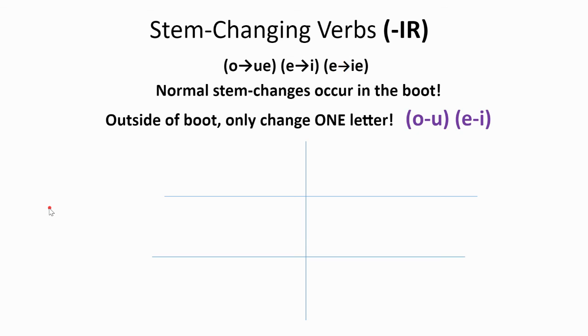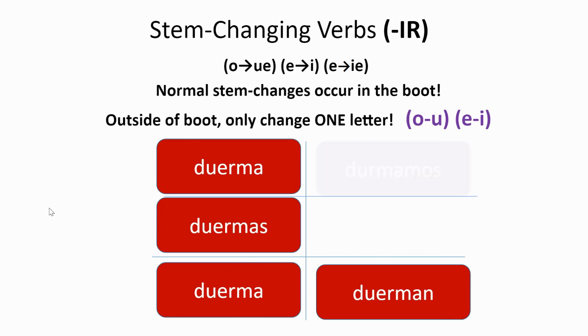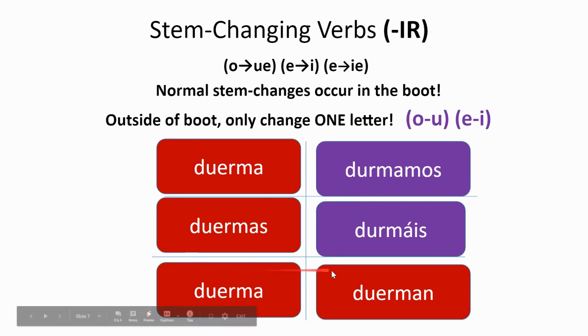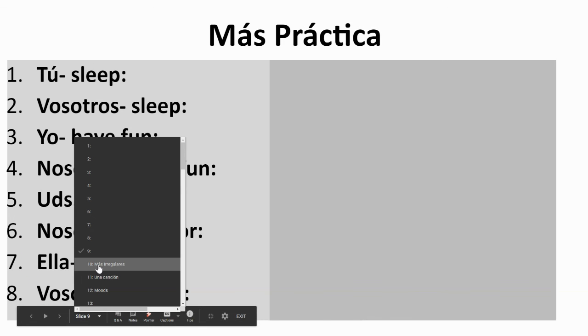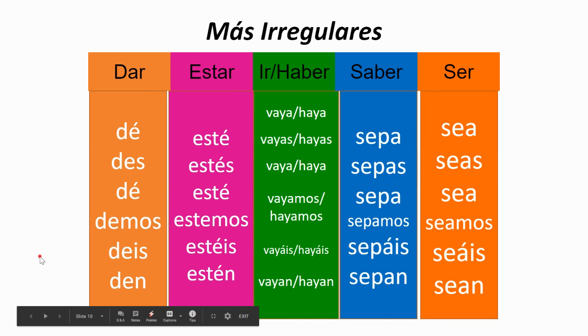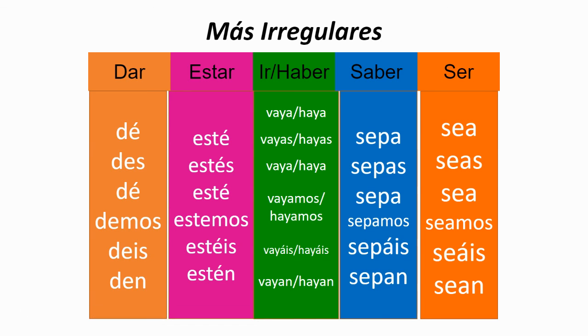In contrast, we have our IR stem changers that will change in and outside the boot. Inside the boot, normal present tense changing. Outside the boot, just a one-letter change. You've got your categories here of irregulars. Make sure that you memorize those. And that's how we form the subjunctive. Okay, we're simply working only with the verbs in isolation at this point. We will add context in our next lesson. Gracias.